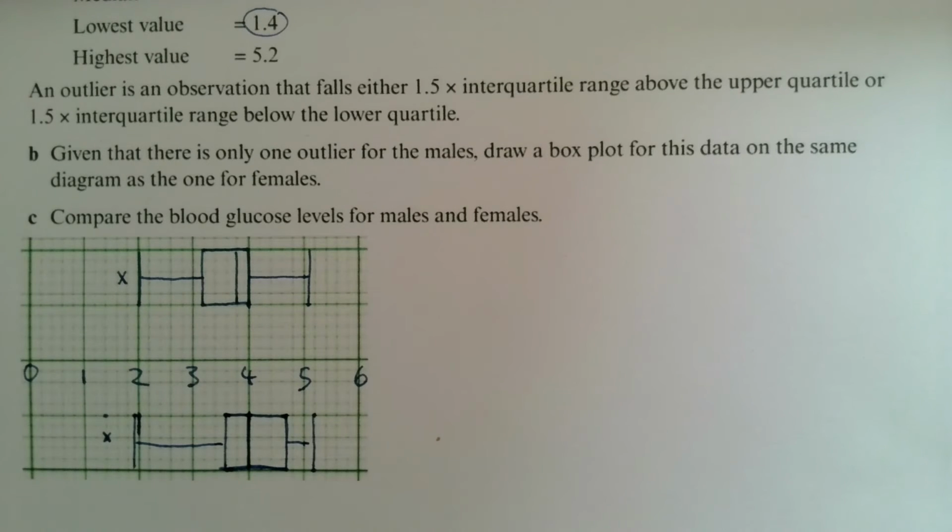Part C, it says compare the blood glucose levels for males and females. And this doesn't need to be anything at all complicated. They're just looking for two things. One, that you say what the median is of one compared to the other, and the other that you say what the difference in the range is. So that would look something like this.